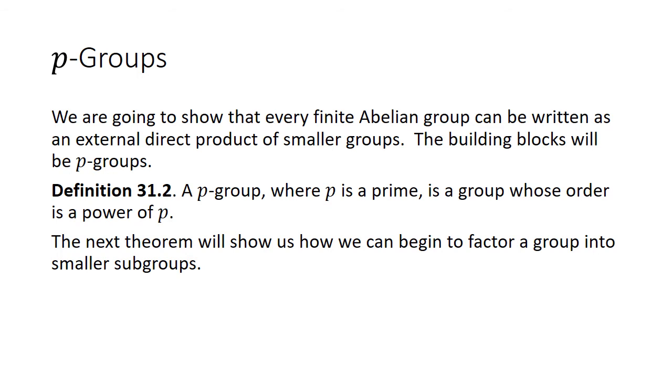Okay, so let's look at the definition of a p-group. We're going to be showing that every finite abelian group can be written as an external direct product of smaller groups. The building blocks in doing this are going to be p-groups. So definition 31.2: a p-group, where p is a prime, is a group whose order is a power of p. So it could be a group of size 2, for example, or size 4, or size 8, or size 16, or it could be a group of size 3, or 9, or 27, or 81. Groups like that. The next theorem is going to show us how we can begin to factor a group into smaller subgroups using these p-groups. So let's look at that.